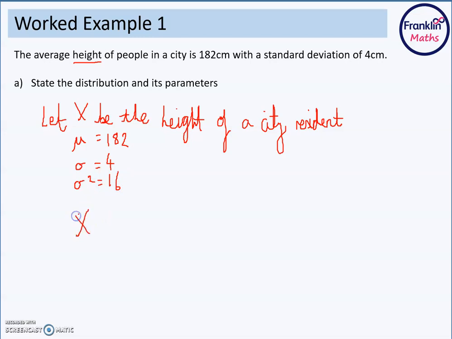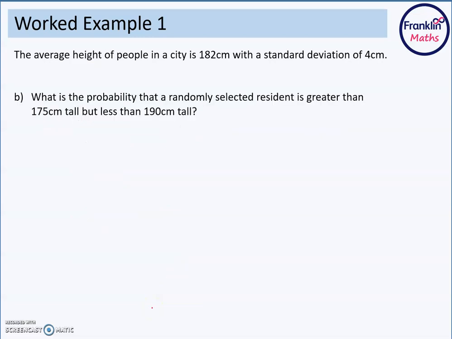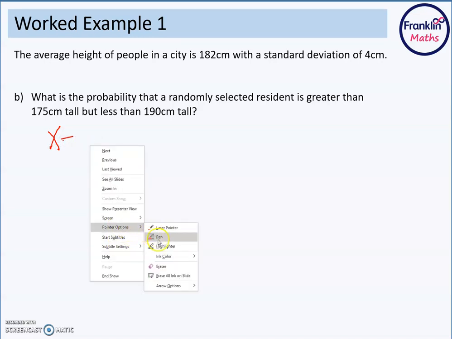So X is approximated by the normal distribution, and it's the mean and sigma squared. Okay, easy enough to do. And so for the next question, I'm quickly just going to jot that down. So X, not sure what's happened to that line there. Let me just quickly delete that.